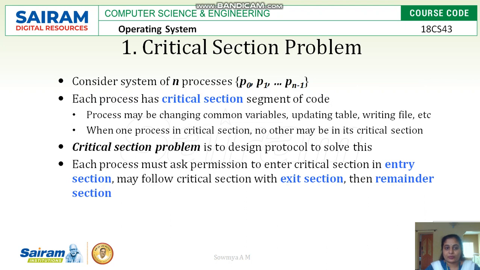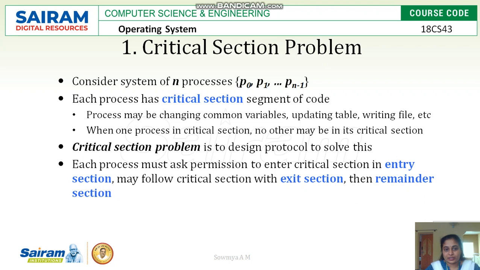So the critical section problem is like this: consider a system of n processes, P0 to Pn-1, where each process has a critical segment of code. That segment is very important for the process's execution. The process may be changing a common variable, updating a table, writing a file, etc. When one process is in the critical section, no other process may use that critical section. The segment of data shared by the processes P0 to Pn-1, we call it the critical section.